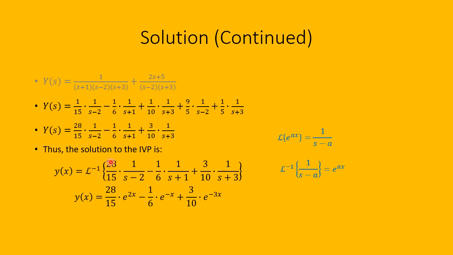The inverse Laplace transform of 28/15 times 1 over s minus 2 is just 28/15 times e to the 2x. The inverse Laplace transform of minus 1/6 times 1 over s plus 1 is just minus 1/6 times e to the minus x. The inverse Laplace transform of 3/10 times 1 over s plus 3 is just 3/10 times e to the minus 3x. And so this is the solution to the initial value problem that we considered earlier.